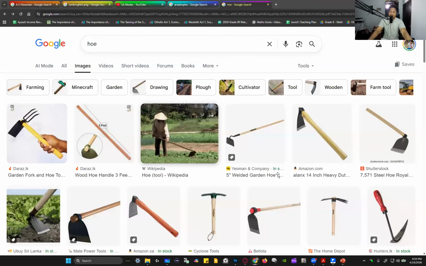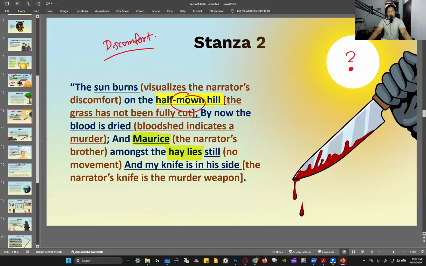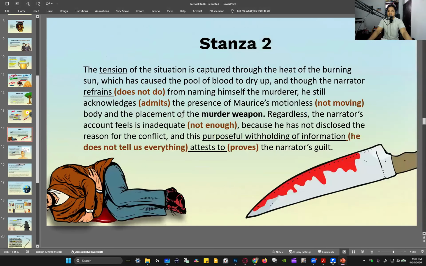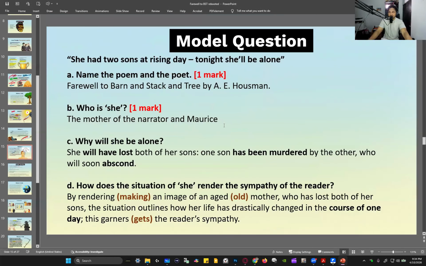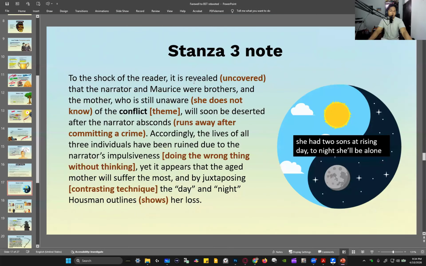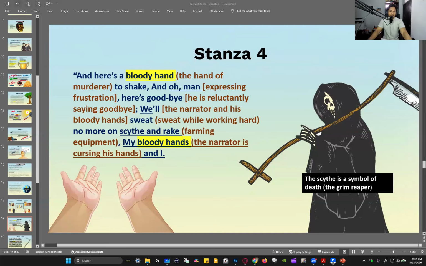Okay? But there is no hoe in Farewell to Barn and Stack Country. There is a scythe. The narrator's mum is not here, Sadinsa. The narrator's mum is at home. So there is no hoe in Farewell to Barn and Stack Country. There is a scythe.